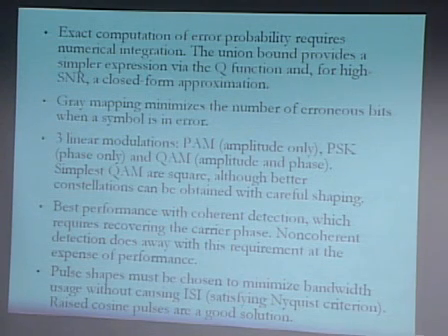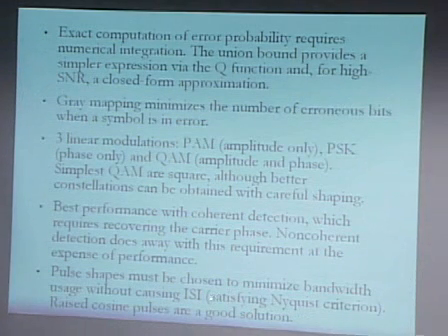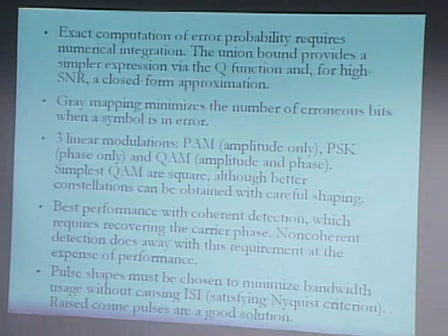And finally, we saw how to shape our signals, our symbols, using pulse shaping, carefully designed to minimize bandwidth consumption without causing ISI. To achieve this, we have to satisfy the Nyquist criterion. And we saw that raised cosine pulses are a good solution, and in fact, it is the solution that is used by every commercial system.